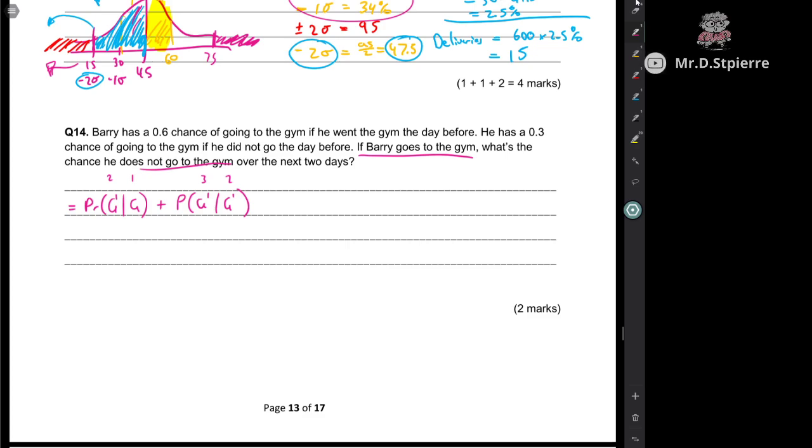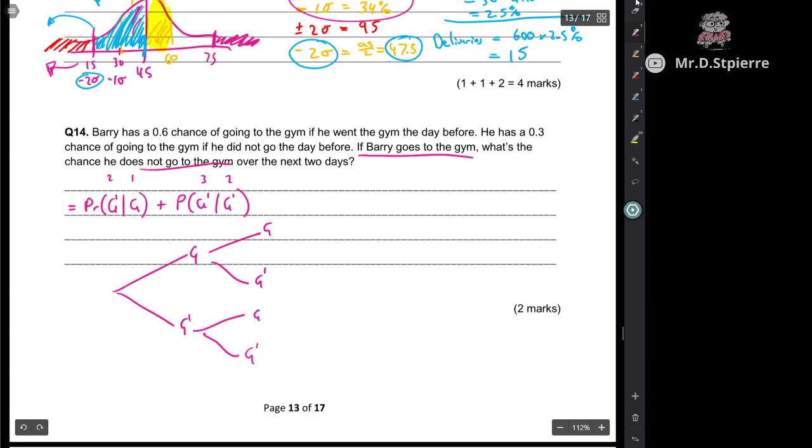I think a simpler way to come at this problem would be to use a tree diagram and just figure out which branch this is telling the story. So he goes to the gym or he doesn't go to the gym. He goes to the gym or doesn't go to the gym. Okay. And it says if he goes to the gym on the first day, so we're going to here, so I'm going to actually just ignore the rest of this. What's the chance he does not go to the gym on the next 2 days? So he doesn't go to the gym, so we go to here, and he has to not go to the gym again.